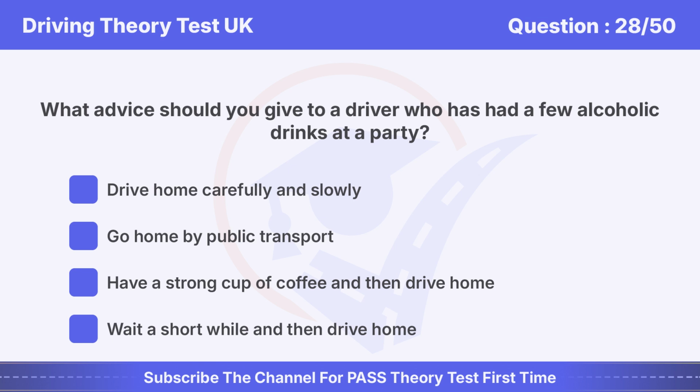Question 28. What advice should you give to a driver who has had a few alcoholic drinks at a party? Answer is B. Go home by public transport.